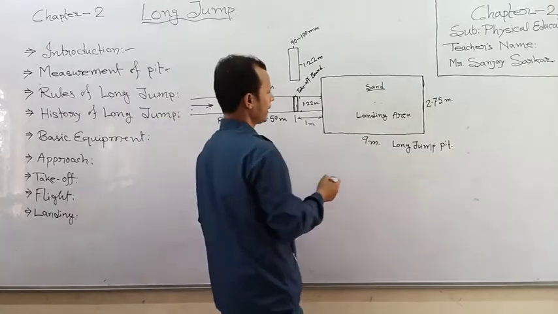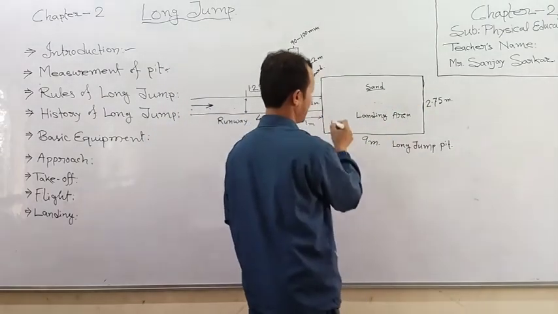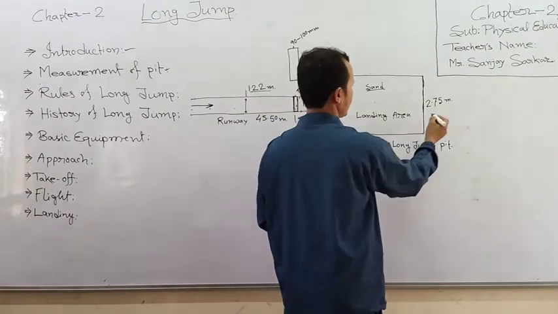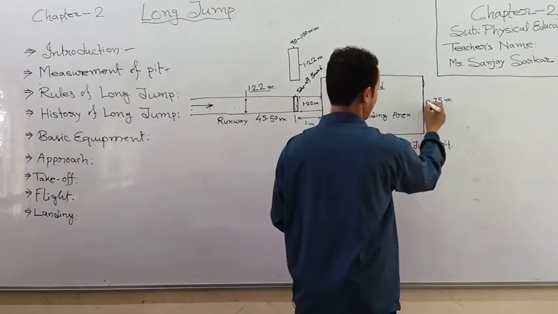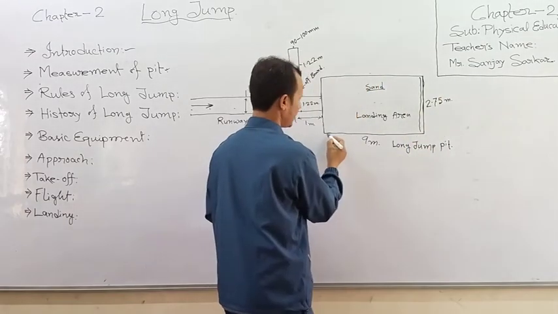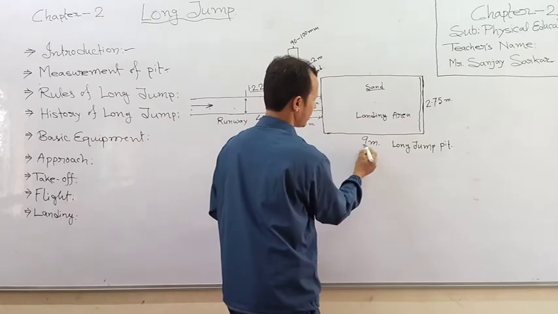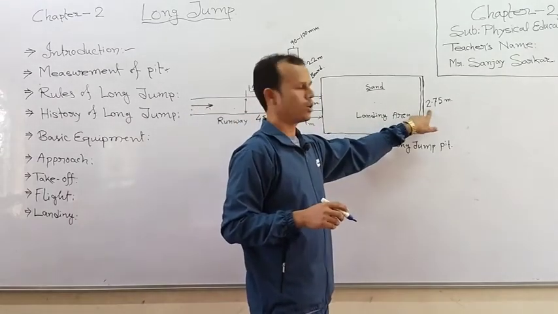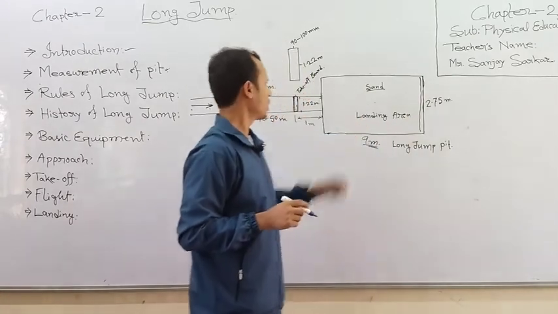Then the measurement of the pit. Pit means landing area. The width is 2.75 meter, and the length of the pit is 9 meter. 9 meter in length and the width is 2.75 meter.